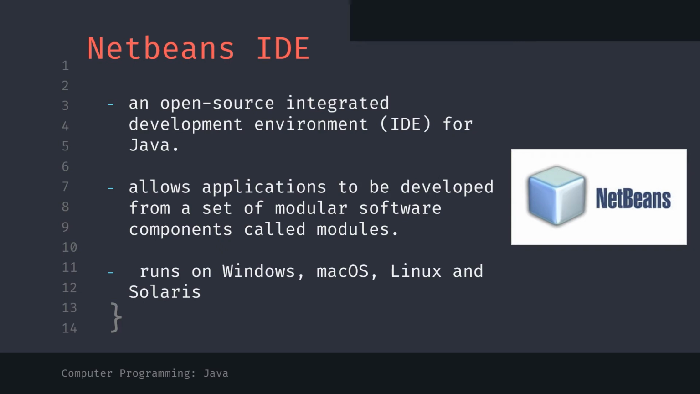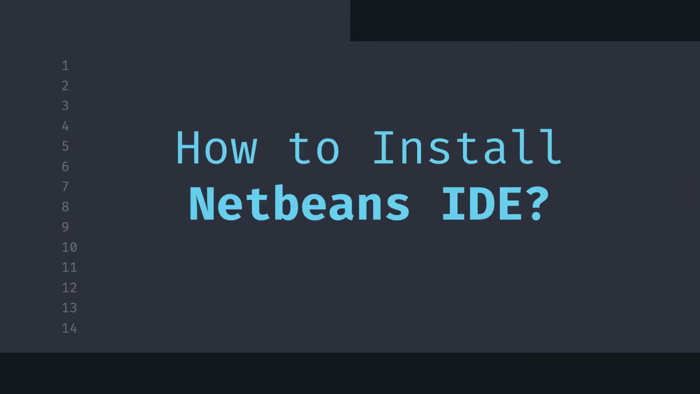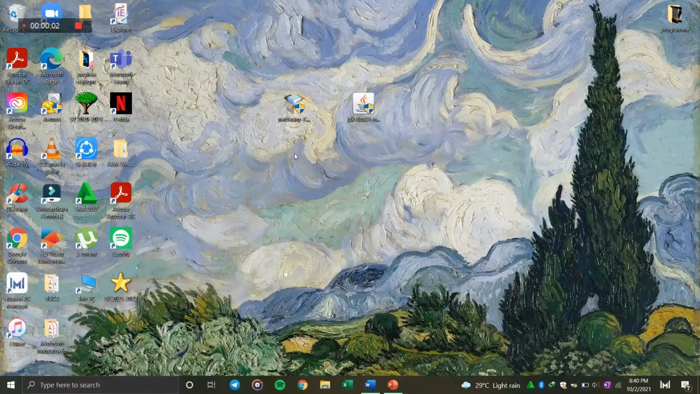In this part of the lesson, we will be using NetBeans, which is an integrated development environment. NetBeans IDE is open source. It means that it can be downloaded freely on the internet. It allows applications to be developed from a set of modular software components called modules. NetBeans can be run on Windows, Mac OS, Linux, and Solaris operating systems. How to install NetBeans IDE? To install your NetBeans IDE, you have to download the Java Development Kit. It comes already with the NetBeans IDE.